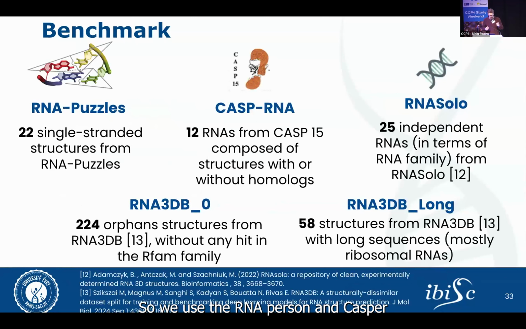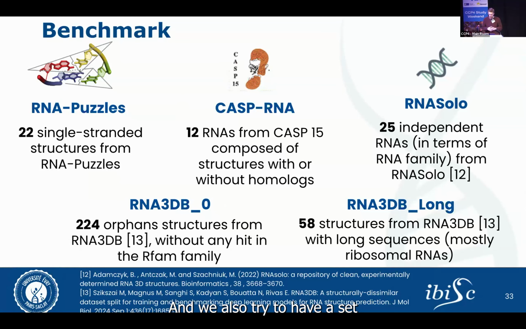So we used the RNA-Puzzles and CASP RNA datasets. We also created a set of independent RNAs in terms of RNA family from RNAsolo, which is a work to have some clean data from the PDB. And there is also another work, RNA3DB, where the goal is to create a set of RNA datasets which are independent in terms of structural and sequence information. In these papers, they also talk about some orphan structures, which are advised to be used as a test set. So we use this one, the RNA3DB orphan database.